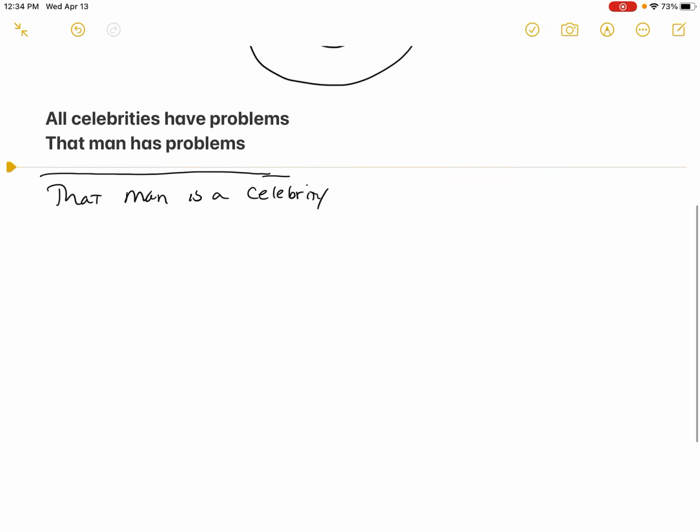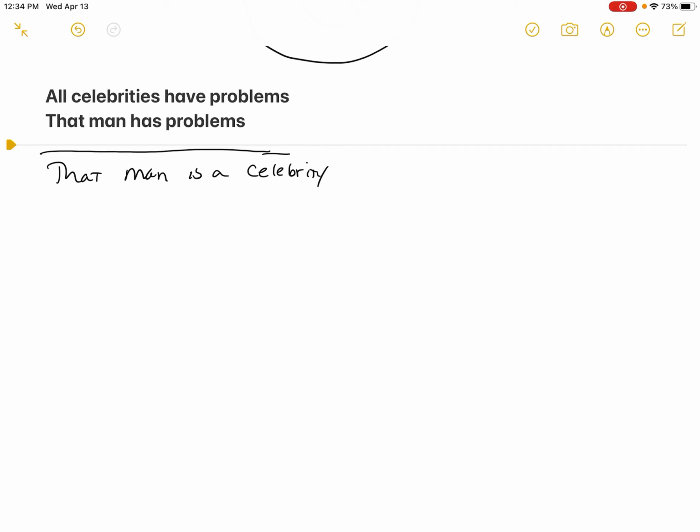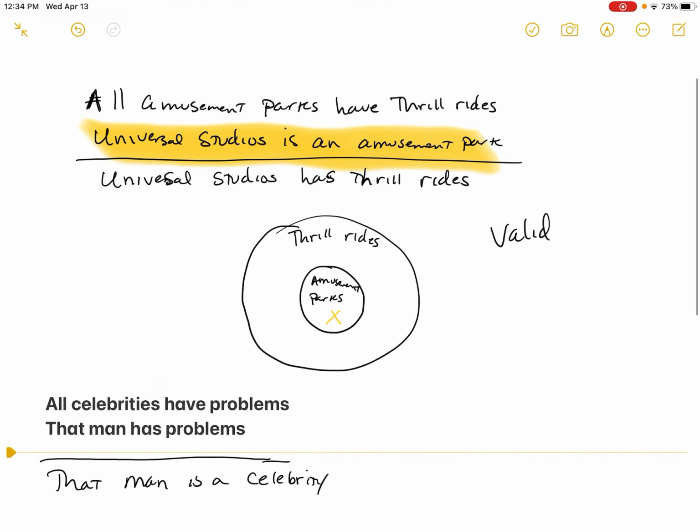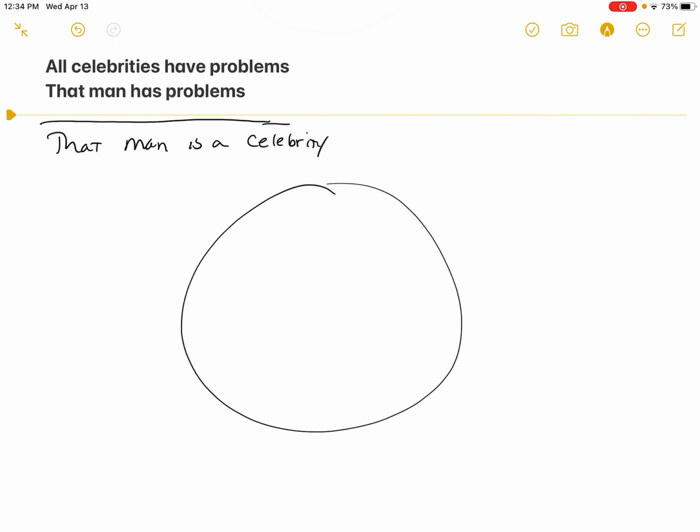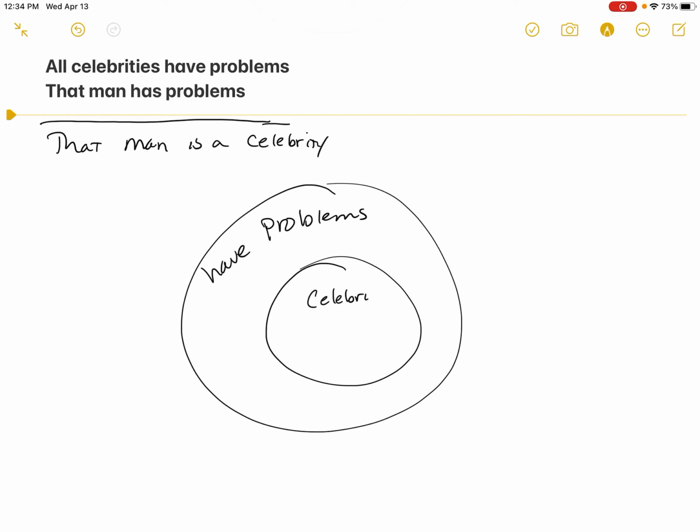Okay. So can we make that conclusion? Is that a valid argument? So as you go to do this, it says, hey, all celebrities have problems. So what's the big circle? So back here, all amusement parks have thrill rides. So the big circle right here is, hey, these are people with problems. So I'll put have problems, however you want to denote that, because it's very visual. So that man, and then within this bubble, we have another circle. It doesn't have to be right in the middle, but typically they are. We have celebrities.